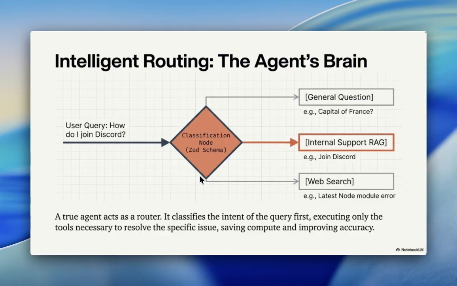Intelligent routing: the agent brain. A user query such as how do I join Discord goes through classification with a Zod schema. A general question, for example the capital of France, goes to the LLM. Internal support goes to RAG, for example join Discord. Web search handles the latest node module error. A true agent acts as a router. It classifies the intent of the query first, executing only the tool necessary to resolve the specific issue, saving compute and improving accuracy.